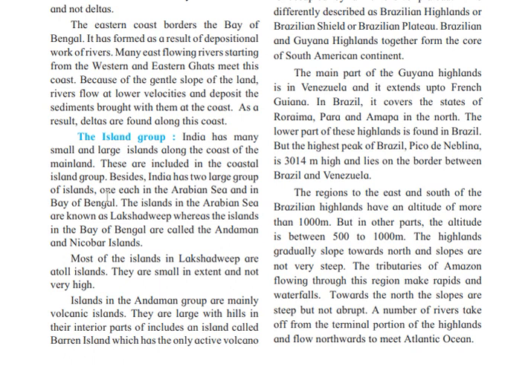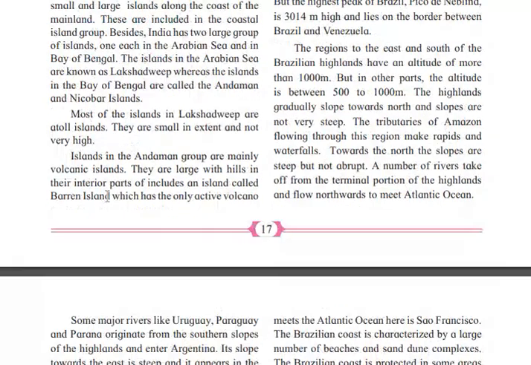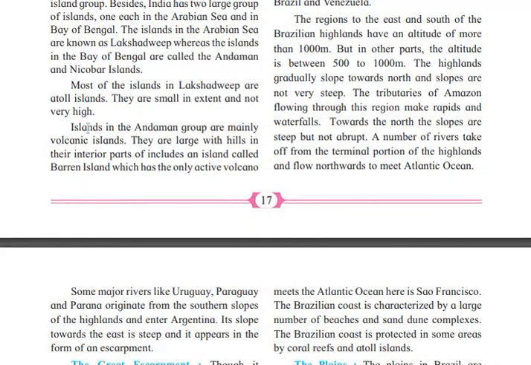The islands in the Arabian Sea are known as Lakshadweep, whereas the islands in the Bay of Bengal are the Andaman and Nicobar Islands. Most of the islands in Lakshadweep are atoll islands.